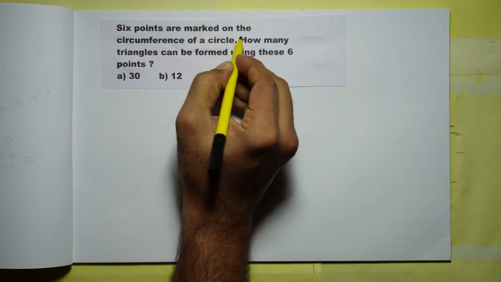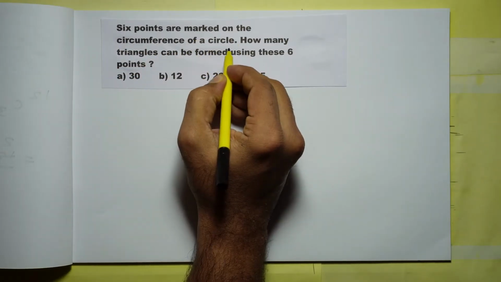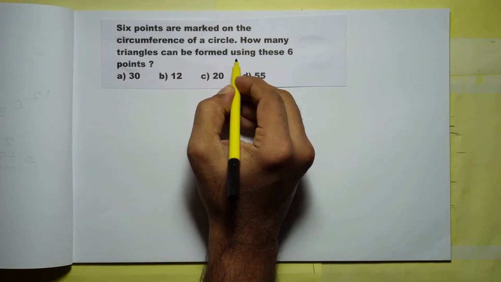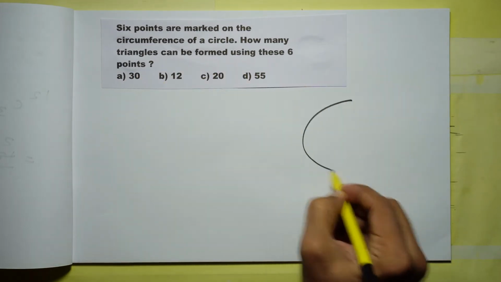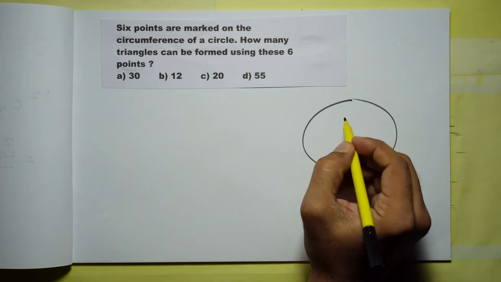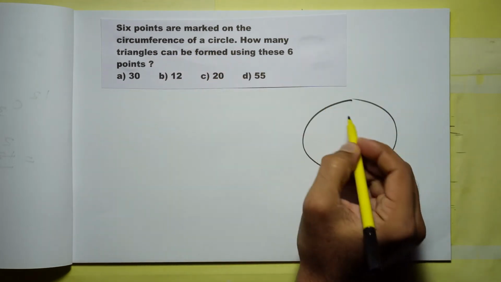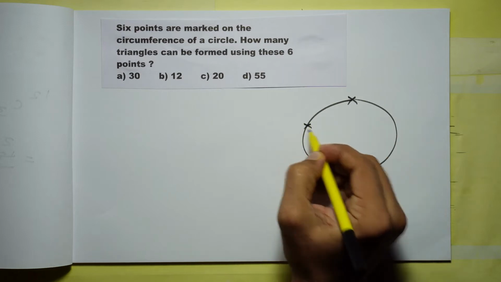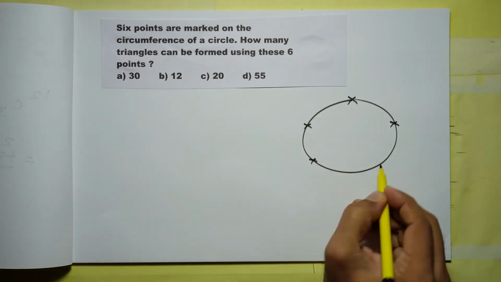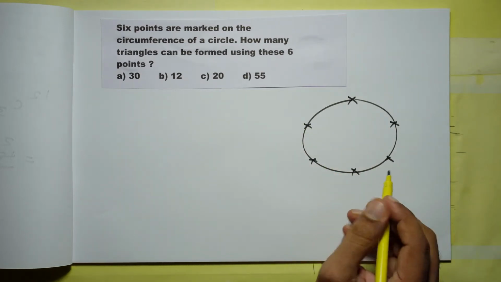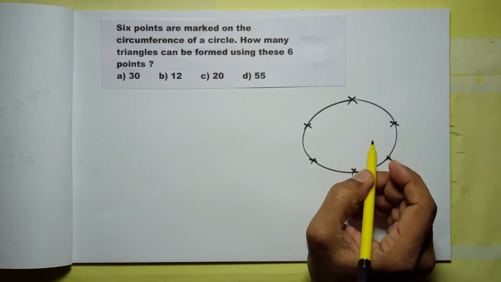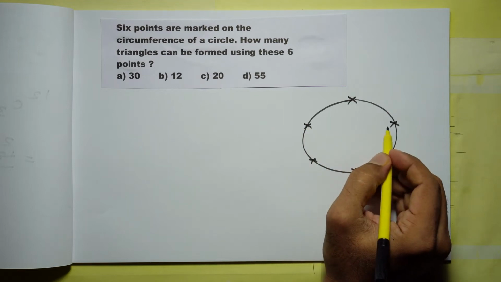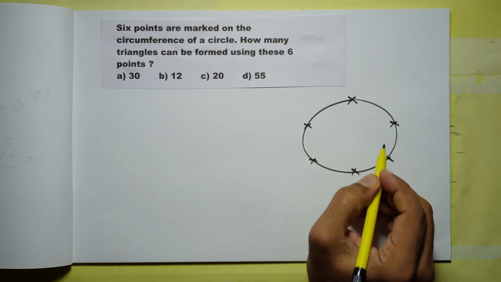6 points are marked on the circumference of a circle. How many triangles can be formed using these 6 points? So you have a circle like this and 6 points are marked on the circumference of this circle. So 6 points like this. You can see that you cannot draw a line that will touch 3 points. If you take any 3 points, they will not be collinear.